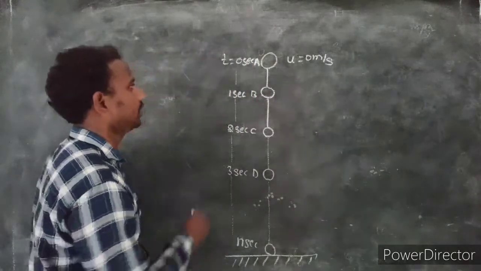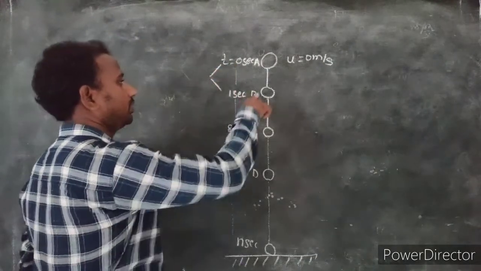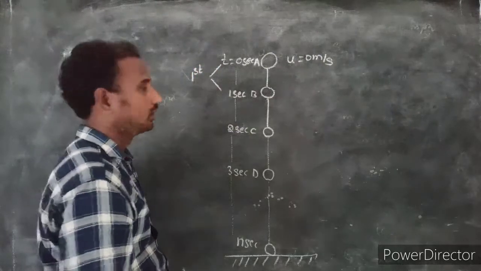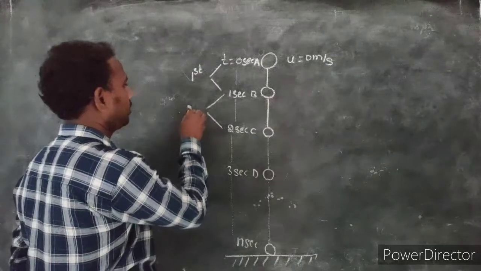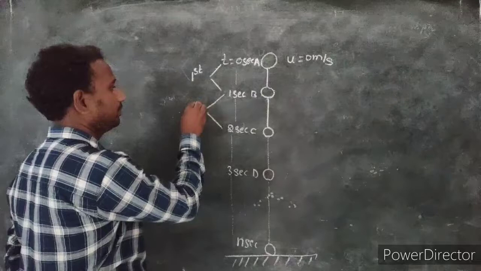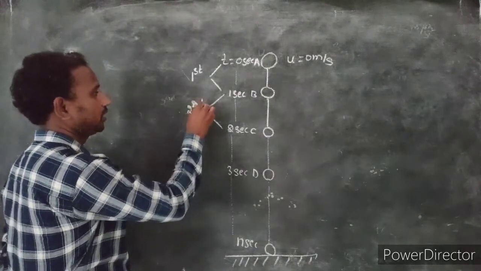Okay, now find out that nth second. Find out the time between A and B. How much? First second. Between B and C, we have to calculate the nth time. How much is the nth time? Nth time means second. How much? Second.